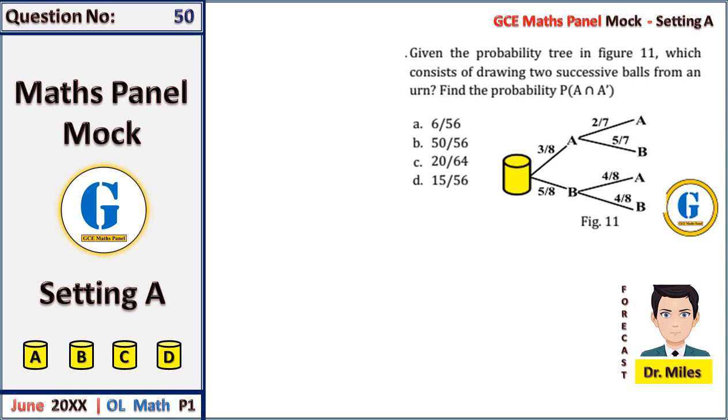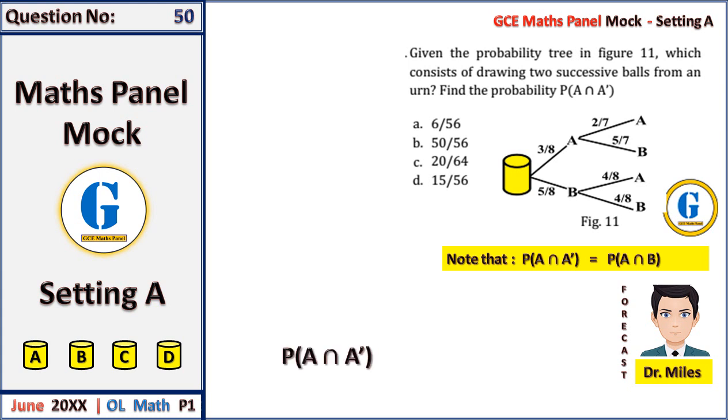And last question but not the least, given the probability tree in figure 11, which consists of drawing two successive balls from an urn, find the probability of A intersection A prime. Note, probability of A intersection A prime is equal to probability of A intersection B. That is, the first ball is A and the second ball is B. In this case, we'll have 3 on 8 times 5 on 7, since the probabilities are independent events. And that gives us 15 on 56.